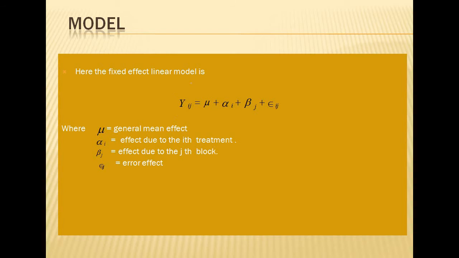The fixed effect linear model used in this design is Yij is equal to mu plus alpha i plus beta j plus epsilon ij. Here mu represents the general mean effect, alpha i represents the effect due to the i-th treatment, beta j represents the effect due to the j-th block, and epsilon ij represents the error effect.